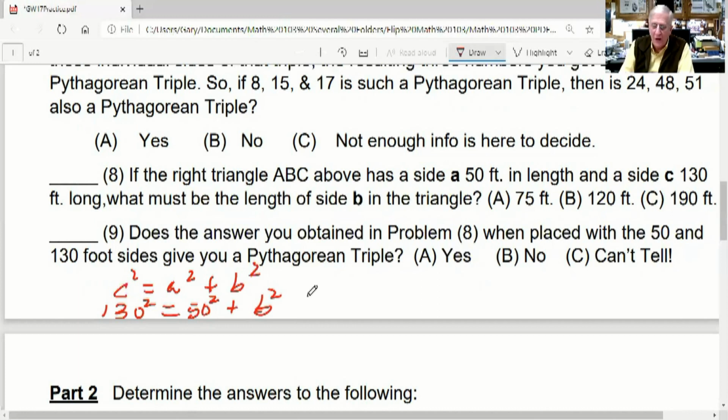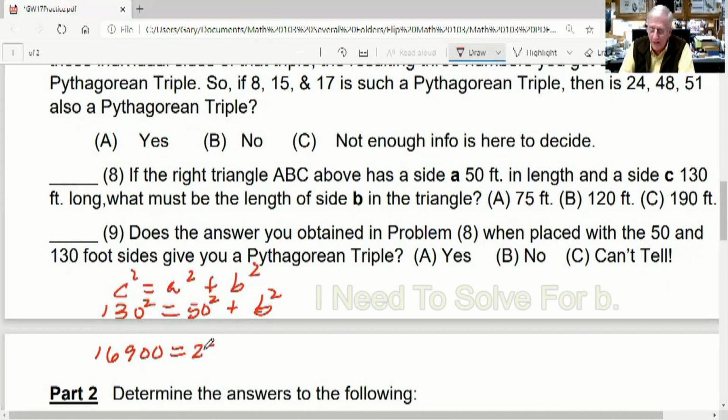Well, if I square 130, I get 16900. Let me just double check that to make sure I haven't messed it up. If I take 130 and I hit on my calculator x squared, I do get 16,900. If I square 50, I get 2,500, right?